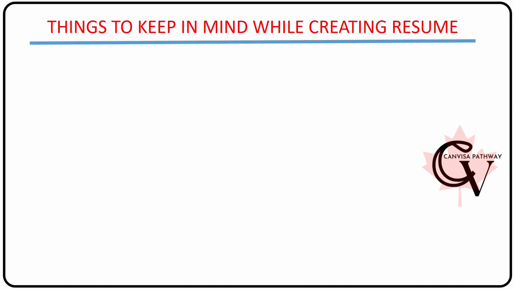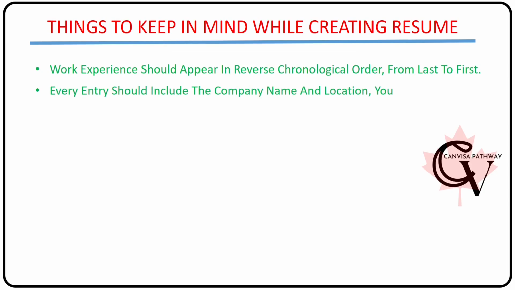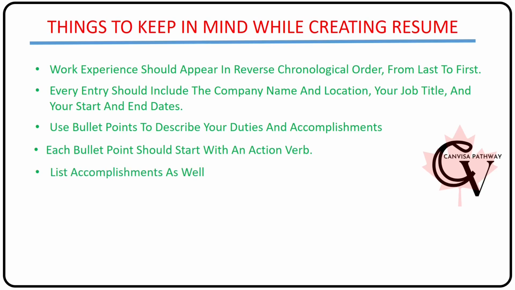First is, your work experience should appear in reverse chronological order, from last to first. Next is, every entry should include the company name and location, your job title, and your start and end dates. Make sure you use bullet points to describe your duties and accomplishments. Remember always that each bullet point should start with an action verb. Next is, make sure to list accomplishments as well as job duties.